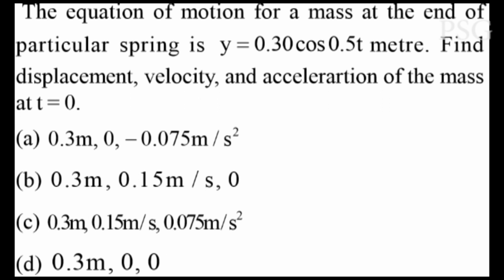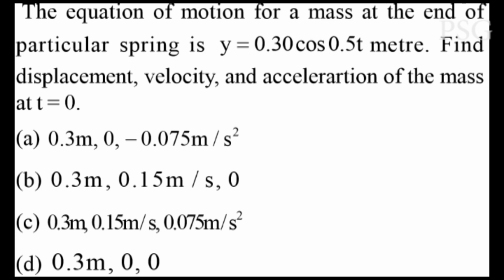The equation of motion for a mass at the end of a particular spring is given, that is y is equal to 0.3 cos 0.5 t meters. Find the displacement, velocity and acceleration of the mass at t is equal to 0.